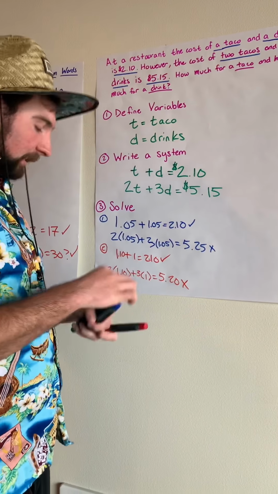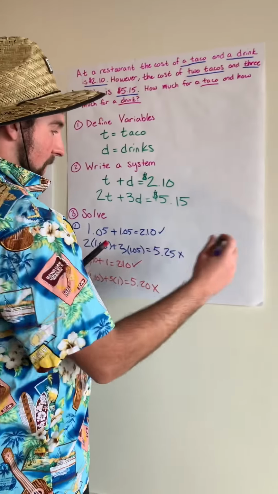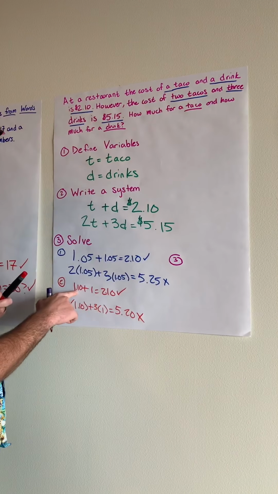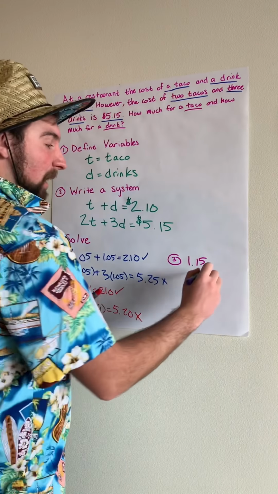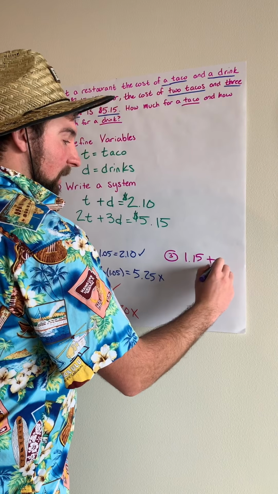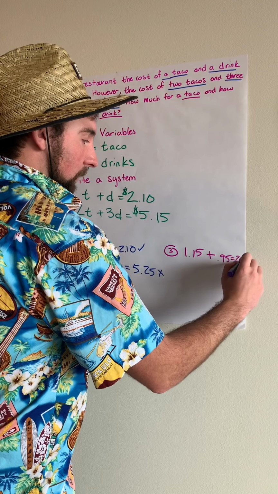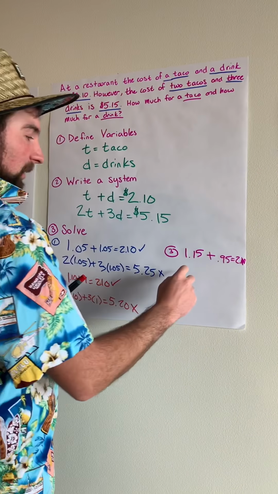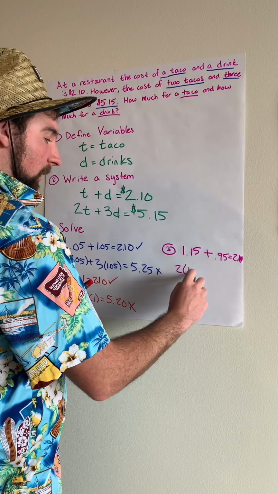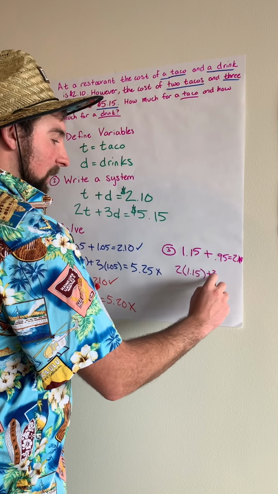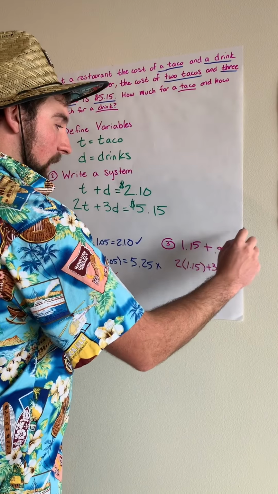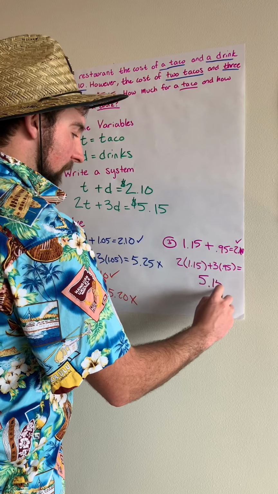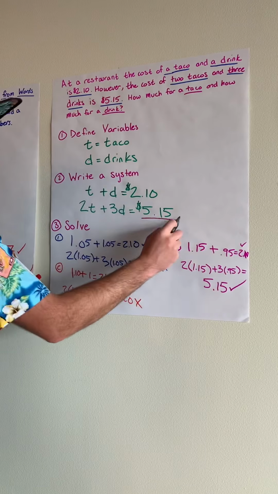So we'll do our last guess over here in the pink. Guess number 3. I'm gonna make my tacos $1.15, which means that my drinks are going to be 95 cents to give me my $2.10. Oh, close. Okay, so 2 tacos times $1.15 plus 3 drinks at 95 cents gives me my grand total, and that one works, of $5.15. Boom, that's what we were looking for right there.